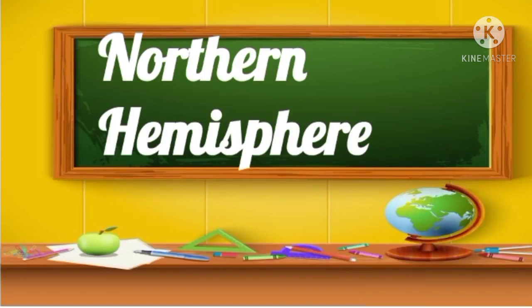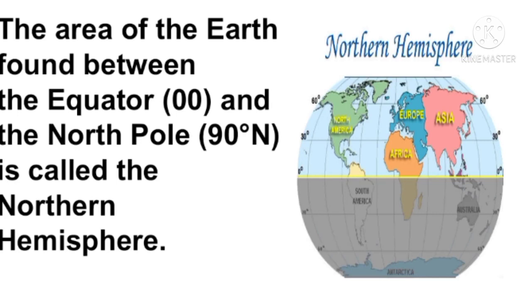Now, let's see what is meant by northern hemisphere. The area of the earth found between the equator 0 degrees and the North Pole 90 degrees north is called the northern hemisphere. Students, the northern hemisphere is a part of the planet that is north of the equator. It has about 90% of the world's population and most of the world's land. All of North America and Europe are in the northern hemisphere. And most of Asia, 2/3 of Africa and 10% of South America are also in this hemisphere.